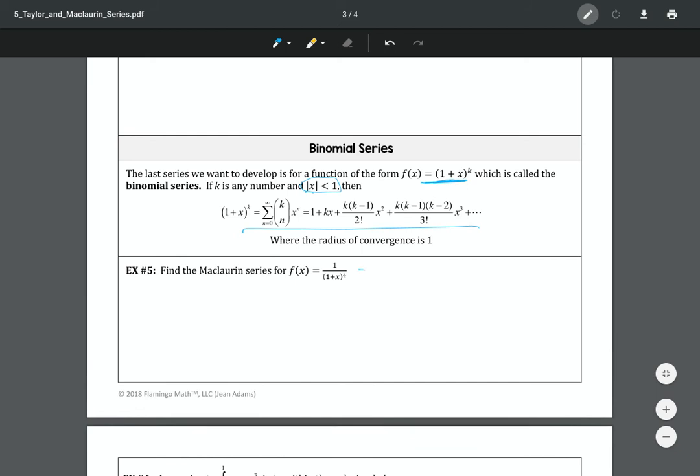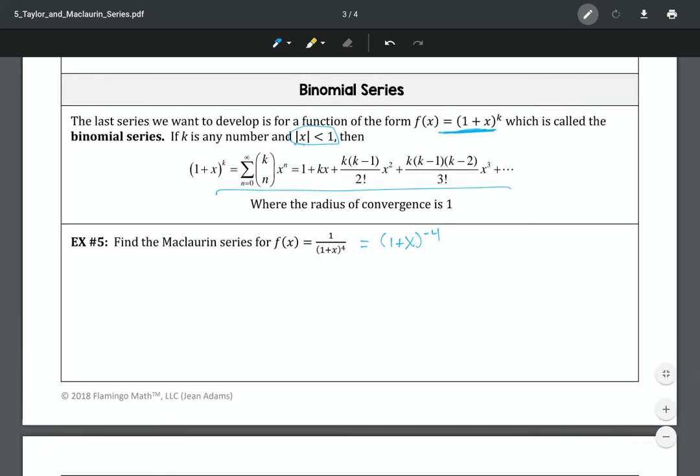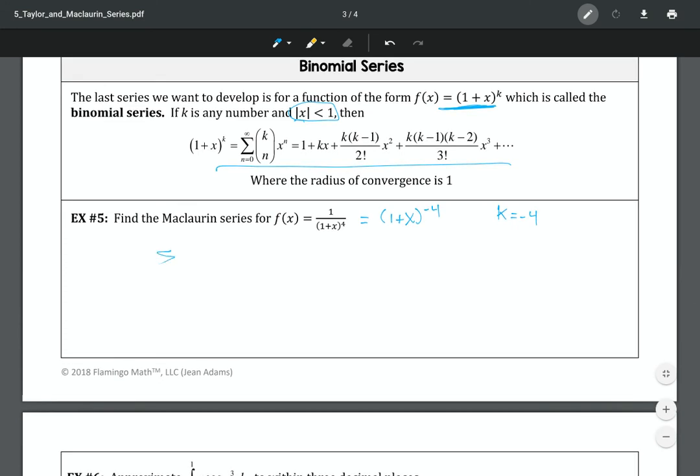So I can rewrite this like this: 1 plus x to the negative 4. In this case, notice that, again, k is going to be negative 4. I'm sure this is much more complicated at some point than what they show me here, but unfortunately that didn't give me a whole lot of problems to get better at this. So I'm just going to plug it into the formula, guys, and I haven't done this enough to know what to do at x to the n.